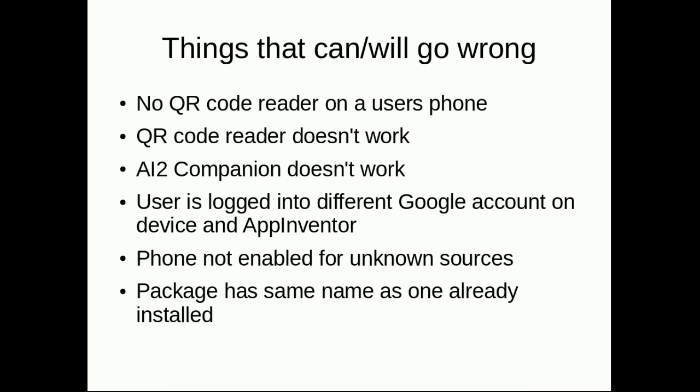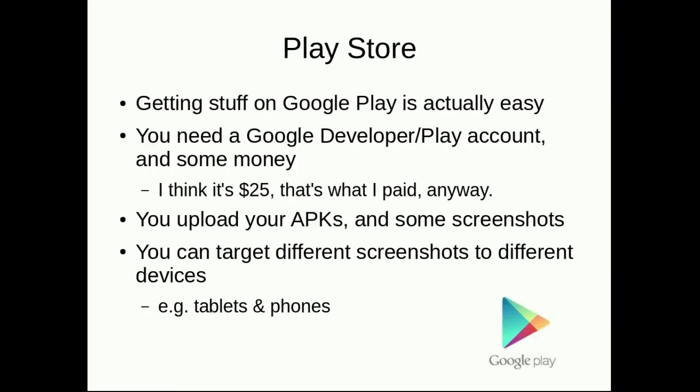The third one you're going to get is you might get issues with AI2Companion. These are quite often to do with login codes, and they might be due to other stuff that you're not quite aware of, like using a different Google account on the device and on App Inventor. Phone not enabled for unknown sources is a big problem. You'd make people change their phones so that they can install unknown sources. People might think this is a security breach, and probably it is a security breach, but tell them just to change it back when they're finished. And finally, if the package has got the same name as one already installed, then again, that's a problem.